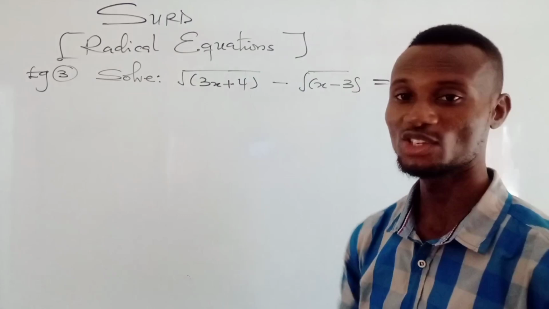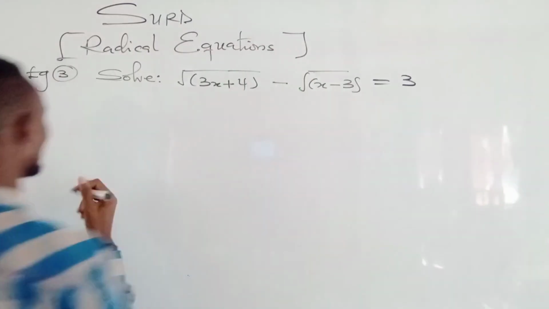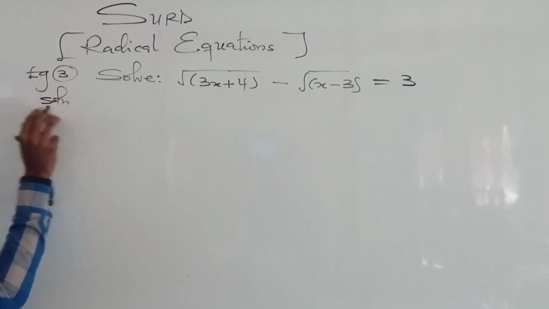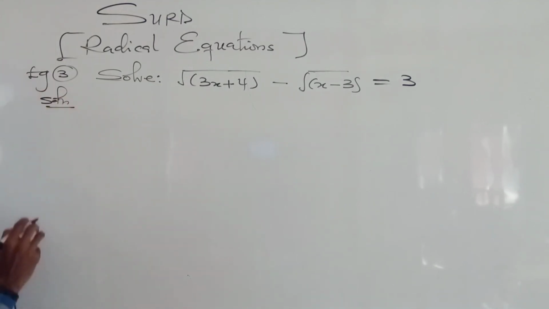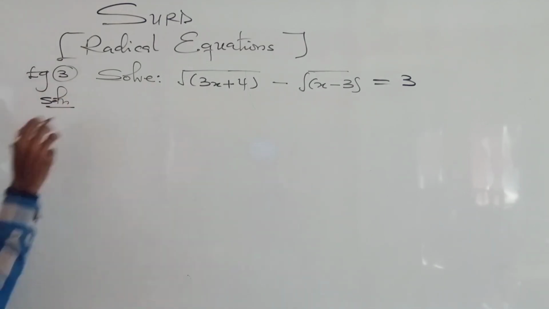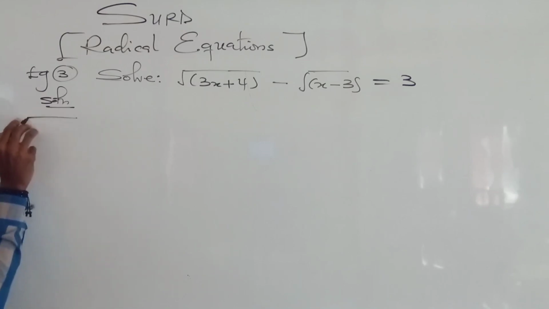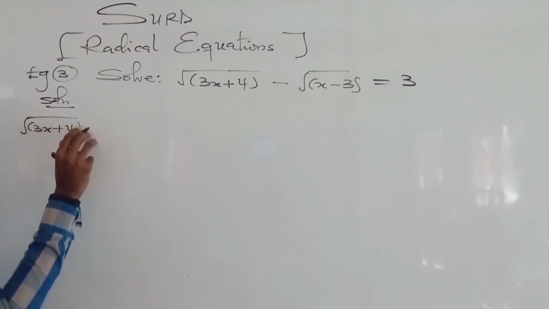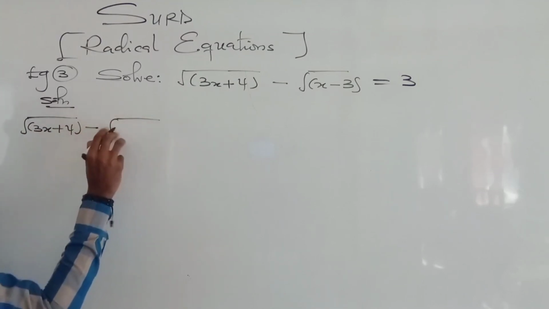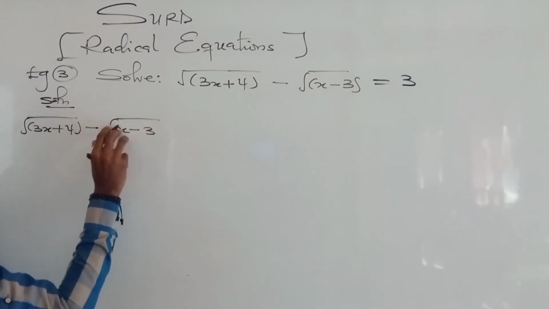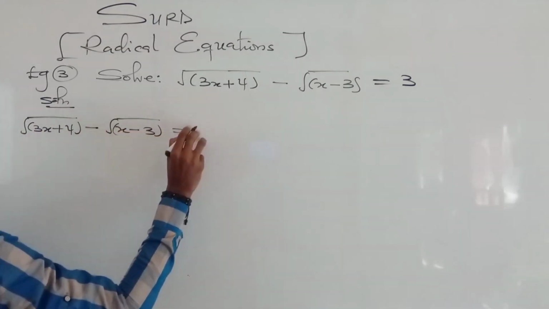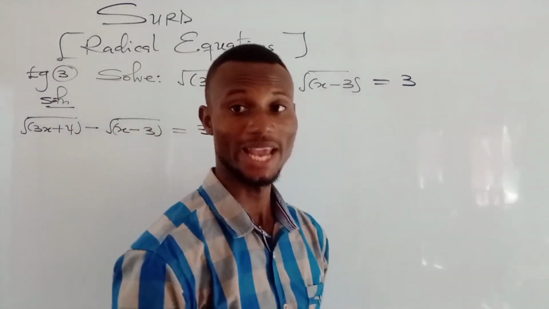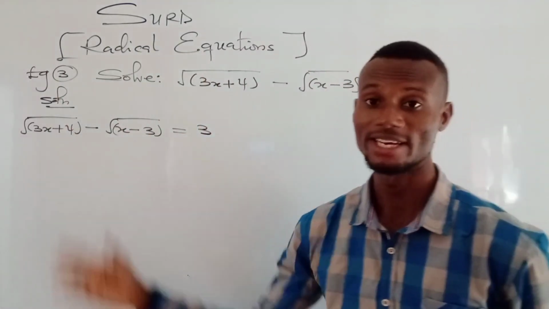So let's go ahead and do it together. I'm going to write down my solution, and we are going to do it together. So I'm going to repeat the question given. So we have square root of 3s plus 4 minus square root of s minus 3 equals 3. So we are going to solve for s in the given equation.